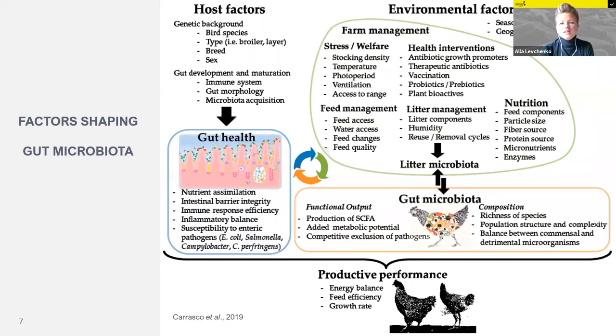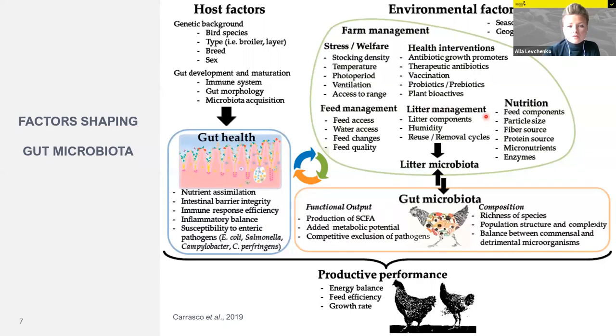This diagram represents an attempt to capture all known factors that influence microbiota composition of the intestine. And the microbial community of the digestive tract is a very complex world, and we can kind of see it on this diagram. So there are multiple factors that play a role here. Farm management, with several factors that affect stress and welfare, and health interventions, should they be needed. Then nutrition, so the composition of the feed itself, as well as how it's managed, and the litter management system.